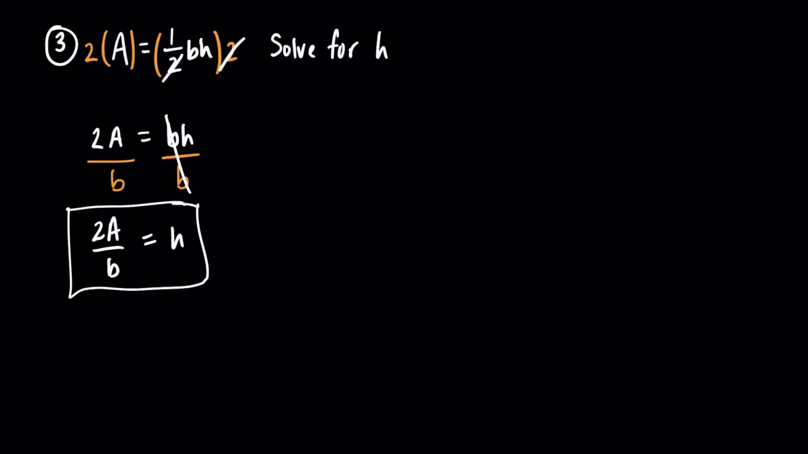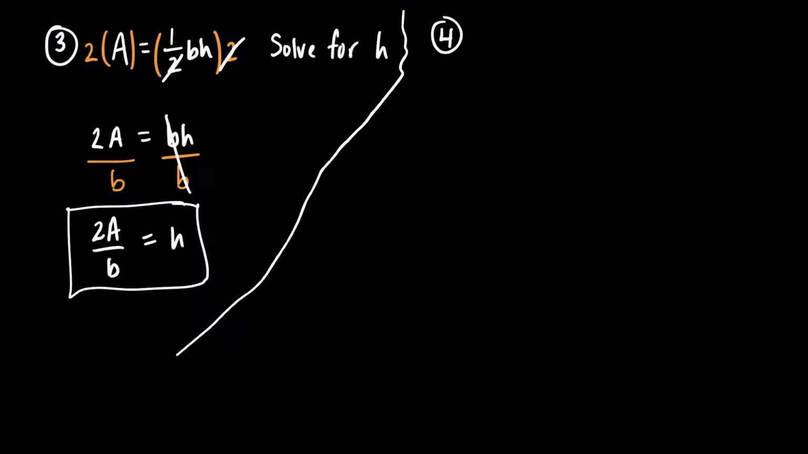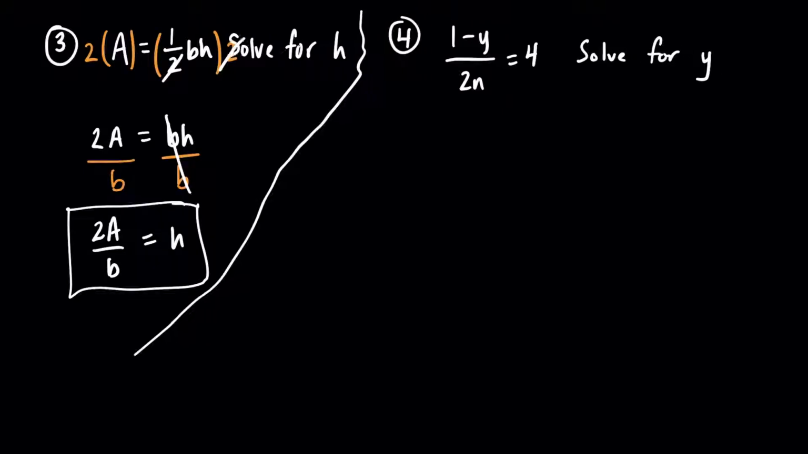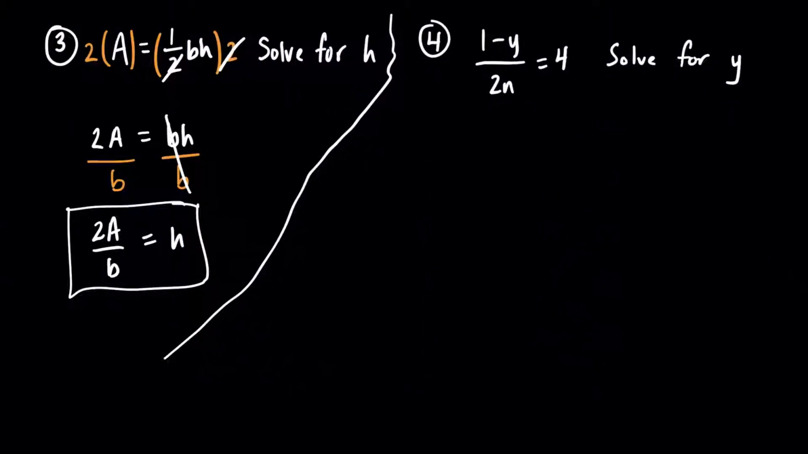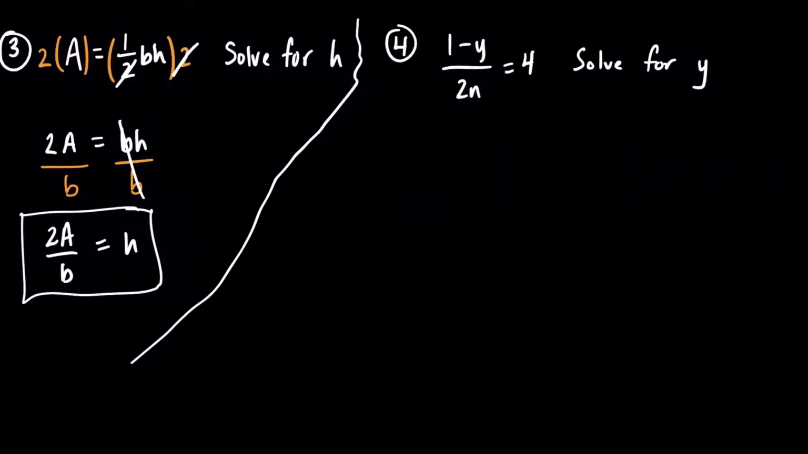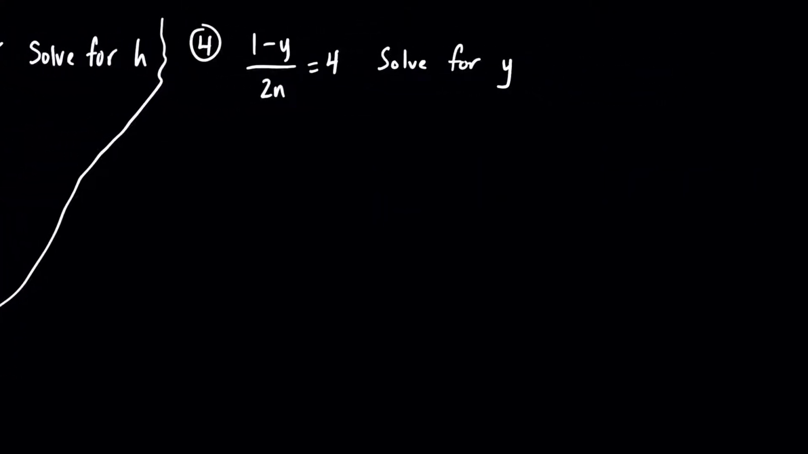All right, let's do another example. How about example number 4 here? What if I have 1 minus y over 2n? Let's say I make that equal to 4. And I ask you to solve for y. I'm just going to try to make these progressively slightly harder for you. Okay, I'm just going to move over here.